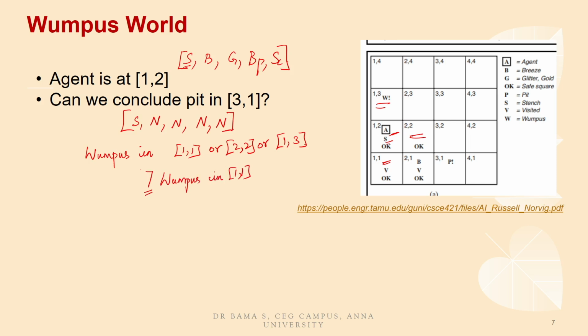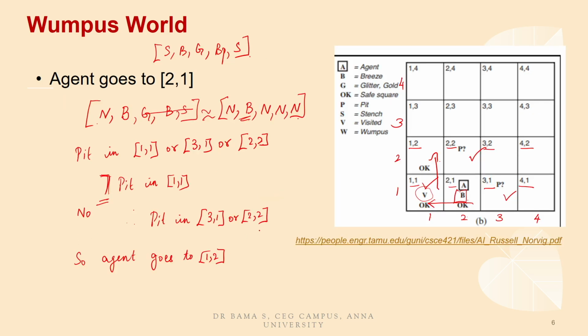Again, I am indicating this is actually mentioning that there is no bumpers in 1 1. Therefore, bumpers should be in 2 2 or 1 3. But in the earlier case that we tried, we only said pit may be in 2 2 and there is nothing that is known of the stench.